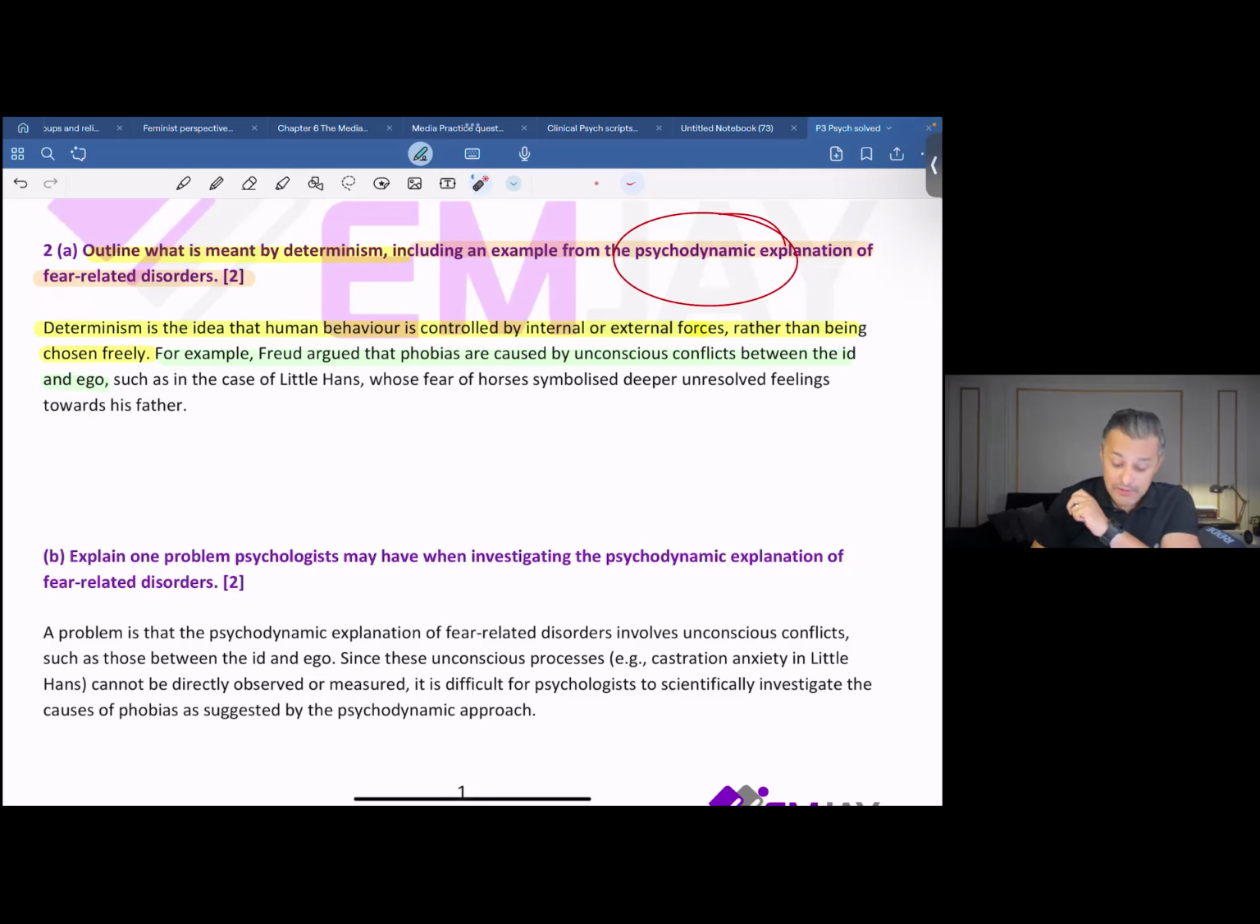So for example, Freud argued that phobias are caused by unconscious conflicts between the id and ego, such as in the case of little Hans, whose fear of horses symbolized deeper unresolved feelings towards his father. If you know the unit anxiety and fear related disorders, if you know the psychodynamic explanation, you know exactly what this part that I've highlighted in green is referring to.